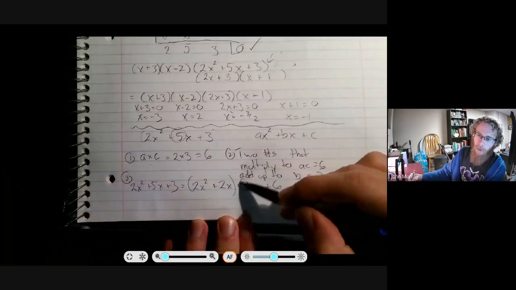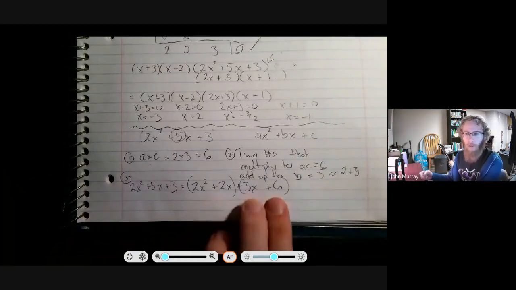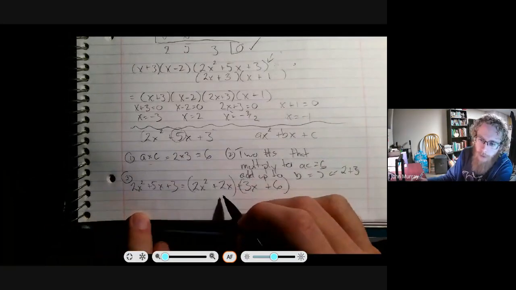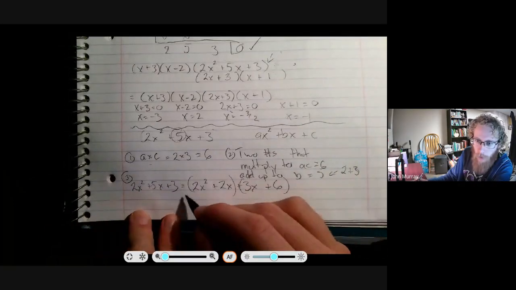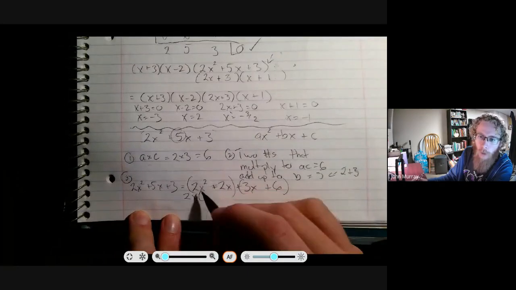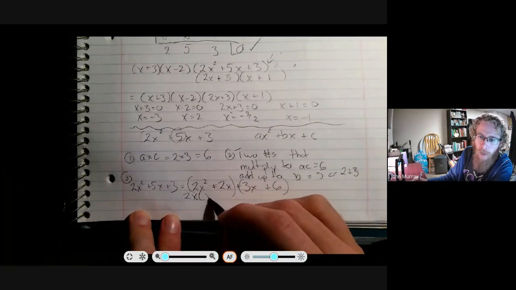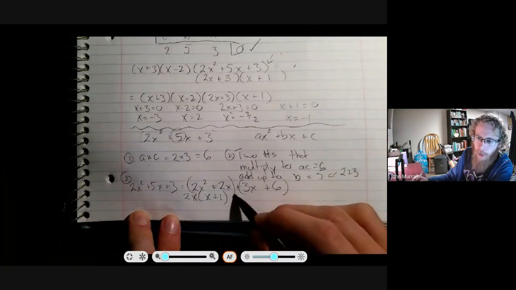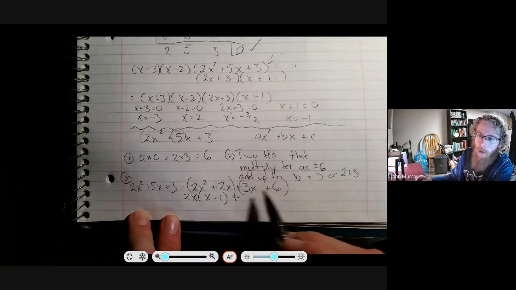So here's where the factor by grouping comes in. I look at my two terms. What can I factor out of here? All right, well, they both share a 2 and an x. So I pull out a 2x. What do I have left over? I have x plus 1. All right, there's a plus sign here, so that gets brought down. What can I factor out?